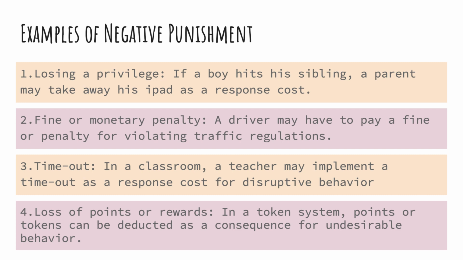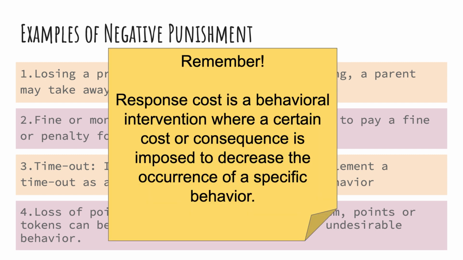It's important to note that the effectiveness of negative punishment depends on various factors, including the consistency of its application and the individual's response to the consequence. Response cost is a behavioral intervention designed to decrease the occurrence of a specific behavior by imposing a certain cost or consequence. In simpler terms, it's like a fine or penalty levied upon engaging in undesired behaviors. Just as breaking a rule might incur a financial penalty, response cost applies a similar principle to modify behavior.